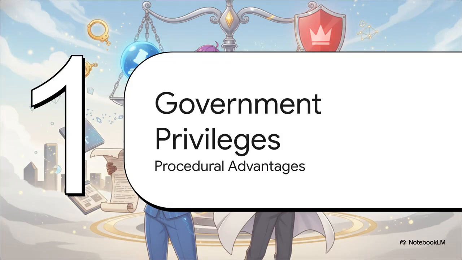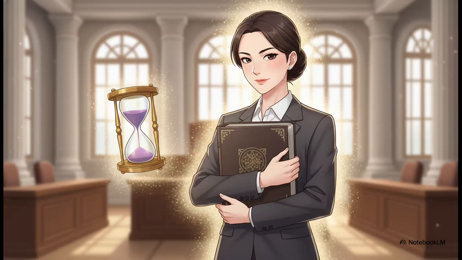And finally, Section 5, Government Privileges in Court, Procedural Advantages. Here's the reality. Even when you do manage to sue the state and drag them into a courtroom, the government doesn't play by the exact same rules as you or me. The law actually accommodates administrative necessity by giving them some very specific procedural advantages.